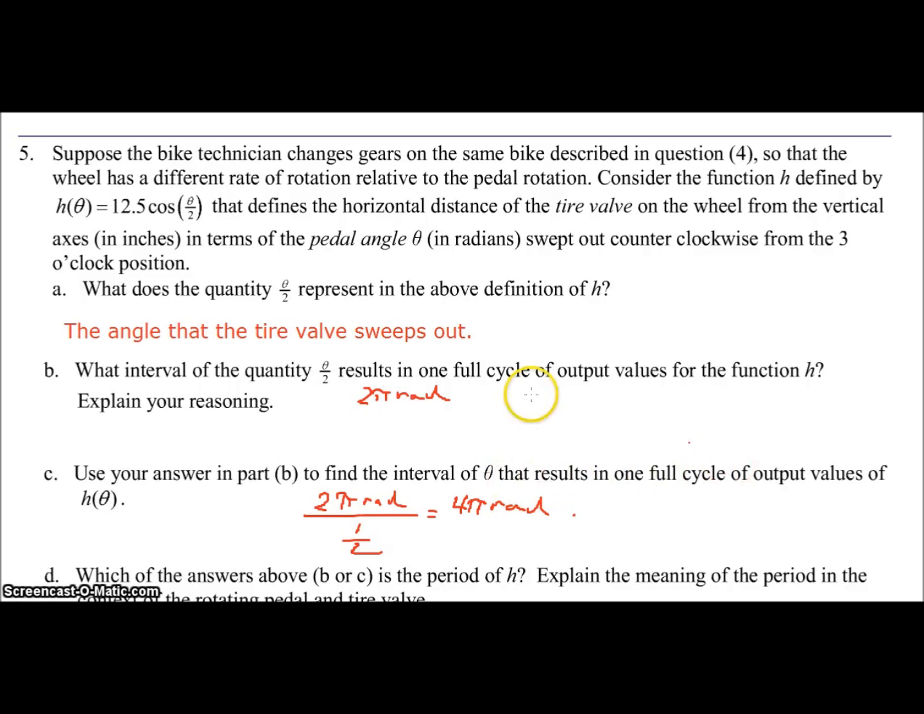Let's see, because this is how the book did it. They just had this. Theta over 2 needs to be 2 pi. So if we multiply by 4 on both sides, we'll see that theta equals 4 pi. So if theta sweeps out 4 pi radians, that results in one full cycle of output values for h of theta. So this time, the tire moves actually slower than the pedal. We have to roll 2 complete revolutions to get 1 revolution of the tire valve.